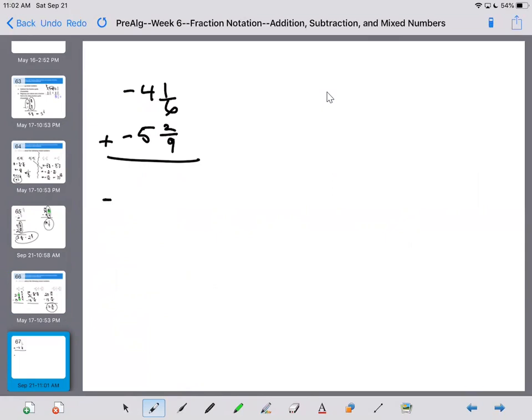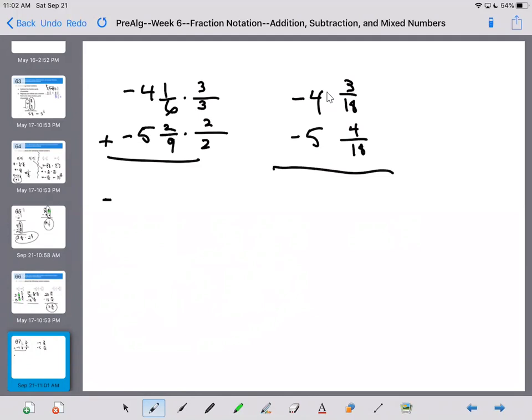So let's think about our LCM. 6 and 9 would be 18. So I'm going to multiply this by 2 divided by 2, 3 divided by 3. So negative 4 and 3/18, and negative 5 and 4/18. So I just want to add these together. I'm not subtracting, I'm just adding these together, and they're both negative. So I know that's going to be negative 9. And then I know this is going to be 7/18. We're adding the numerators.